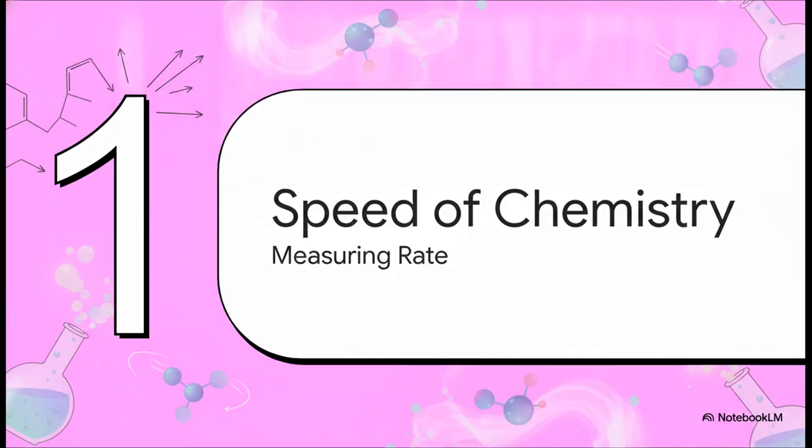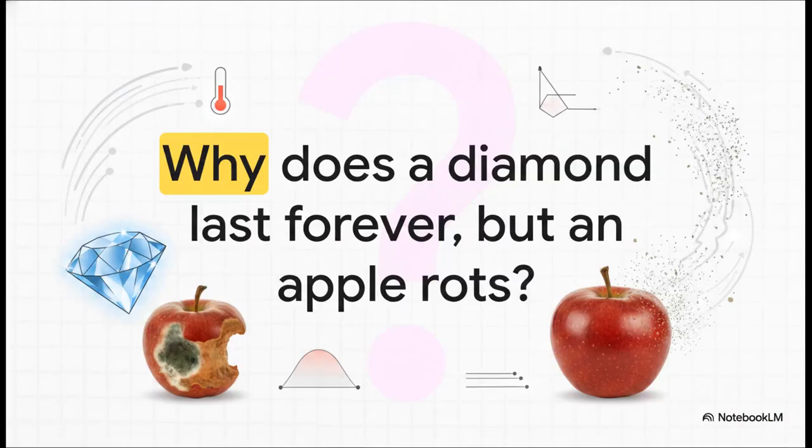The speed of chemistry. So have you ever wondered why a diamond lasts literally forever, but an apple sitting on your counter rots in just a matter of days? Both are undergoing chemical processes, right? Both are constantly interacting with their environments. It's a really fascinating question, and the thing is, thermodynamics alone simply cannot answer it. We know both processes are technically happening, but the timescale is just wildly different. And that gap in our understanding, that is exactly why we need the science of chemical kinetics.